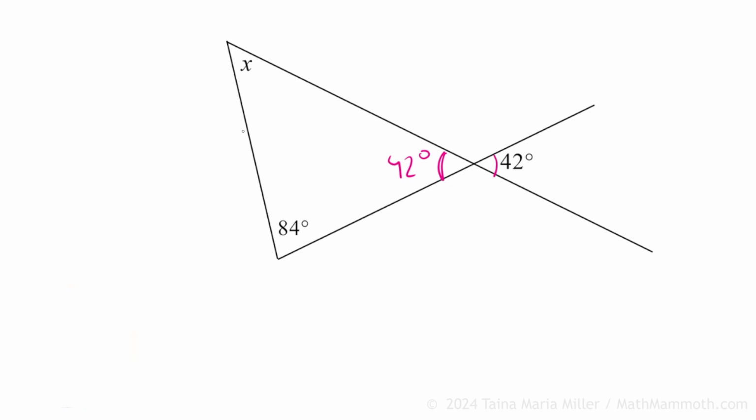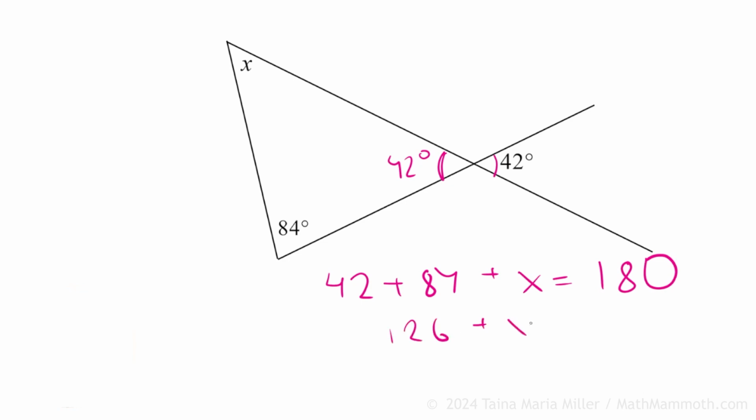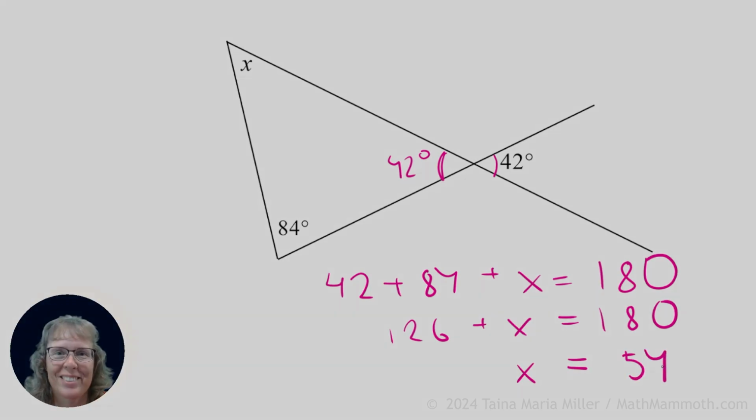Now it is easy because it's a triangle and we know two angles in that triangle. So therefore, the sum of these three must be 180 degrees. We have 42 plus 84 plus x equals 180. So here we get 126 plus x, and therefore x equals 54. Did you get the same?